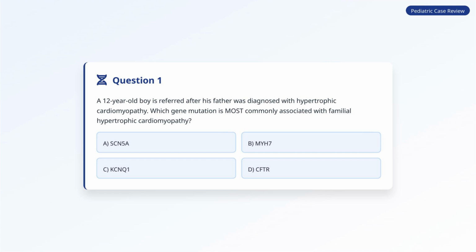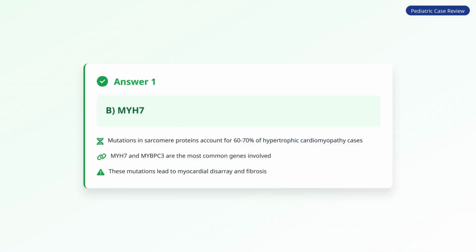A 12-year-old boy is referred after his father was diagnosed with hypertrophic cardiomyopathy. Which gene mutation is most commonly associated with familial hypertrophic cardiomyopathy? A. SCN5A, B. MYH7, C. KCNQ1, or D. CFTR. The correct answer is B. MYH7. Mutations in sarcomere proteins account for 60 to 70% of hypertrophic cardiomyopathy cases.